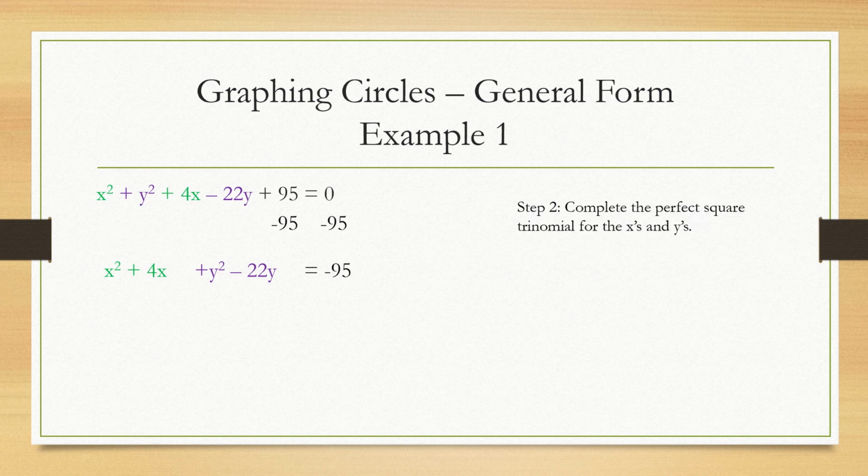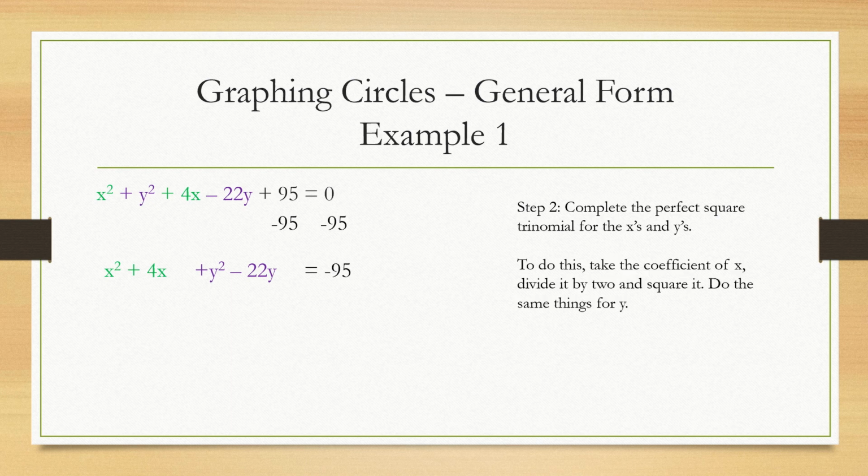Step 2, what you want to do is complete the perfect square trinomial for the x's and for the y's. The way to do that is to take the coefficient of x, which in this case is 4, divide it by 2 and square it. You might remember that's how to complete the square to solve quadratics. And then you want to do the same thing for y.